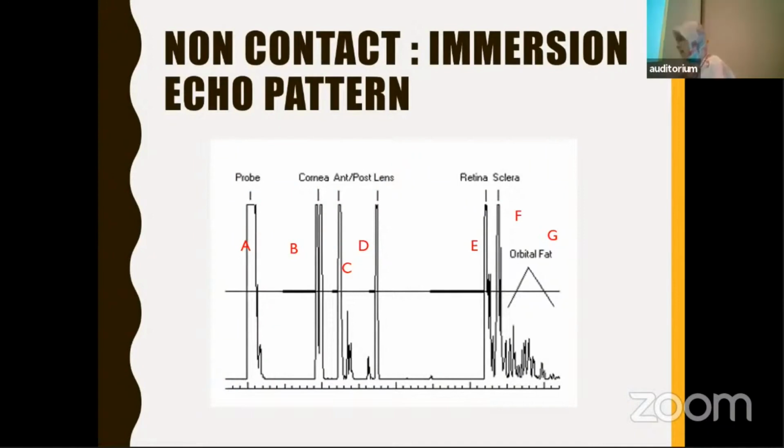In the immersion technique, if you measure a phakic eye, the echo spike will have six maximum height spikes. Actually, here you can see many, but we only take the maximum ones: 1, A, B, C, D, E, F. There are 6 echo spikes. And the orbital fat usually becomes a descending staircase. It is like applanation, just with one more spike in front, the probe's spike. So in immersion we must have these 6 spikes.